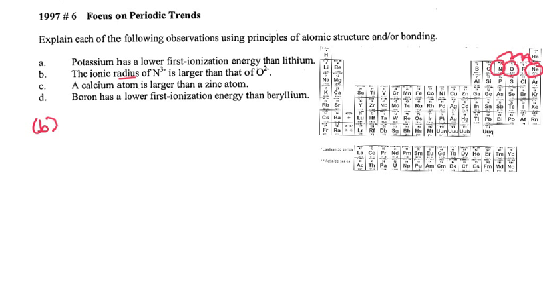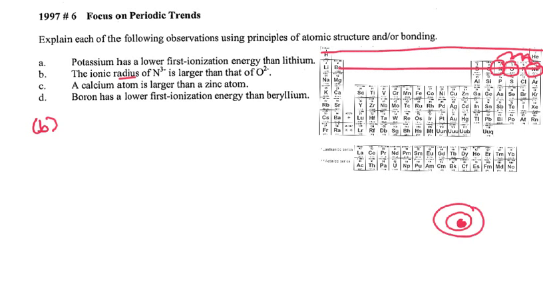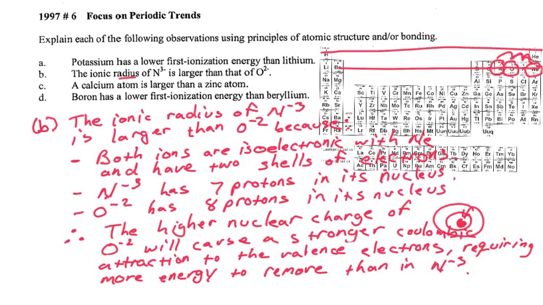You notice that neon has two shells, one shell with 2 electrons and another shell with 8. So the nucleus is going to look like this, and there should be 2 shells. So you might think, well, they're going to be the same size, but of course they're not. It all depends on how attractive that nucleus is. And since oxygen has 8 protons and nitrogen has 7, oxygen is going to have a stronger pull on the outside electrons. So let's make that argument.